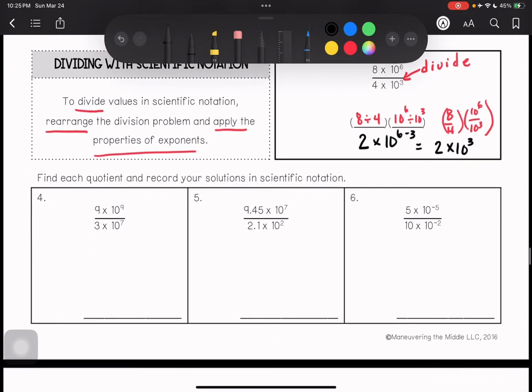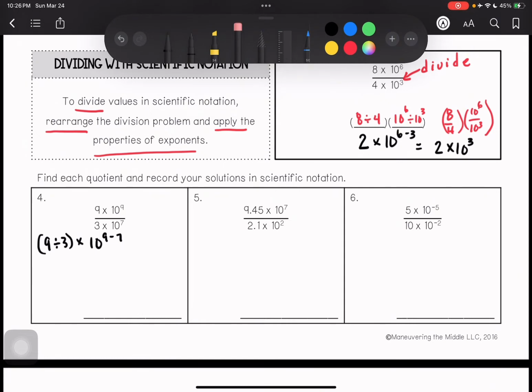Number 4, same thing. We want to divide 9 divided by 3 times 10 to the 9 minus 7. Because it's divided with the same base, you're going to subtract the exponents. Okay?